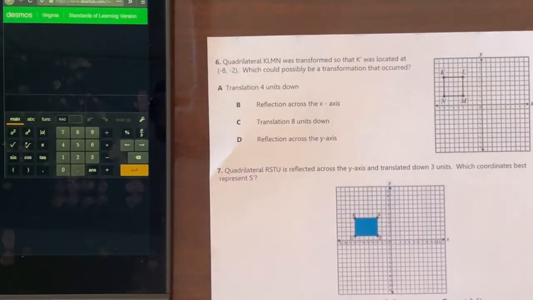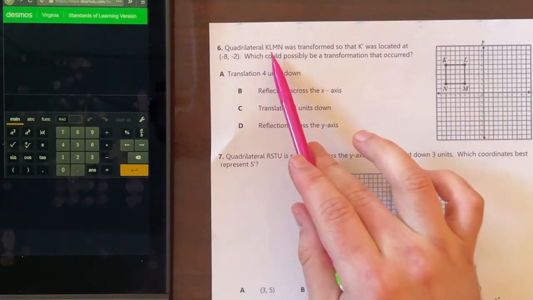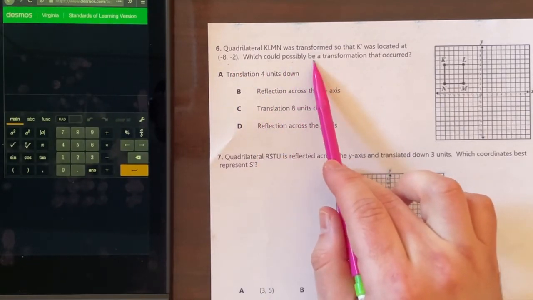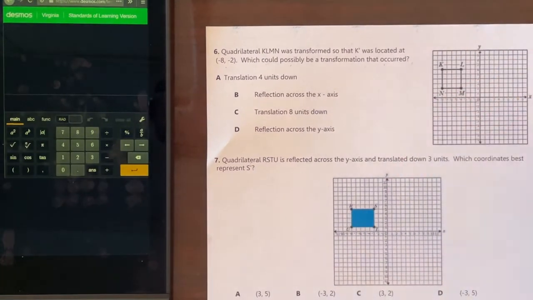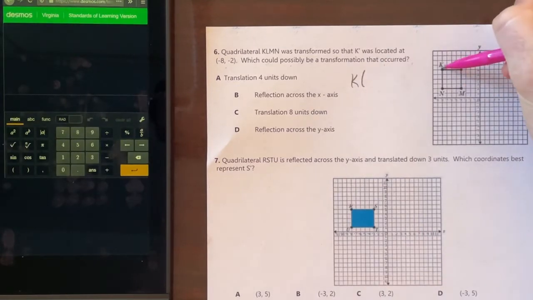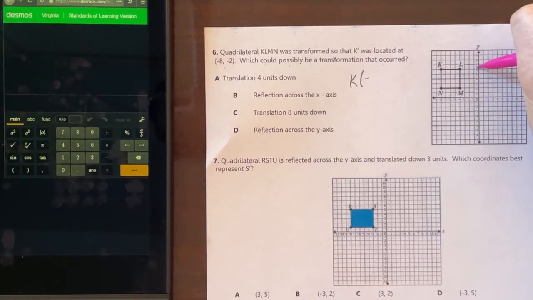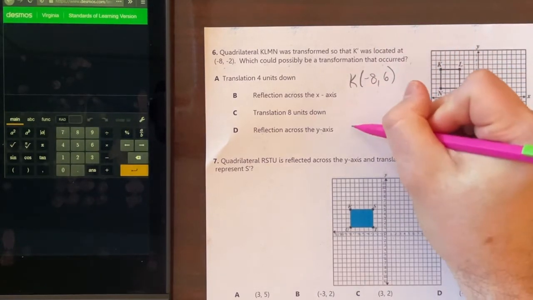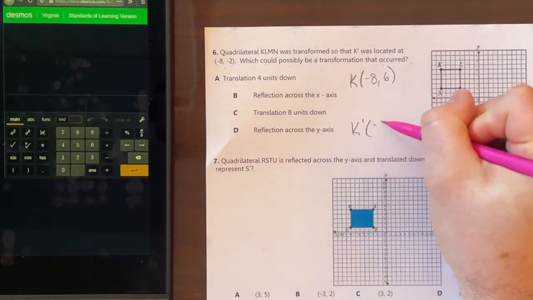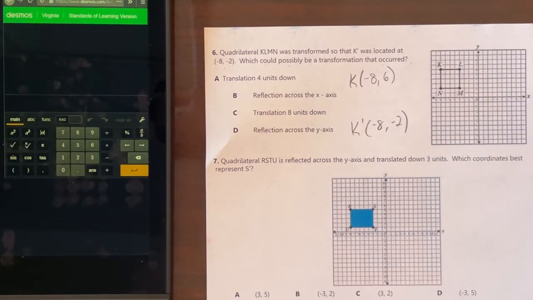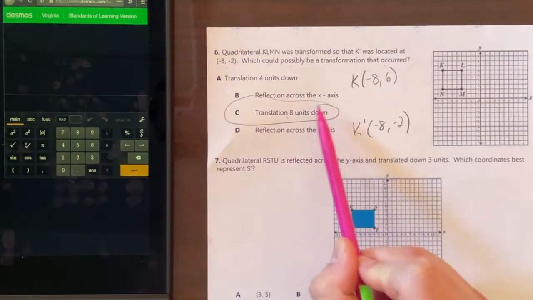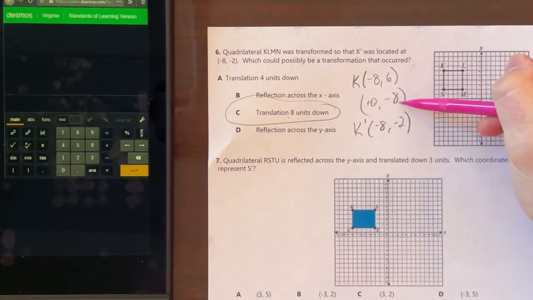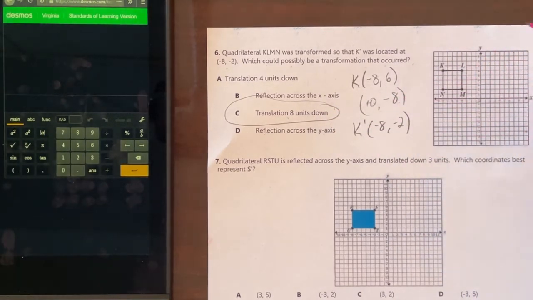Moving on to number 6, it says quadrilateral KLMN was transformed so that K prime was located at (-2, -8), which could possibly be a transformation that could occur. So, all right, K original is (-8, +6), and it's saying K prime is (-8, -2). So we could say it's actually going to be C, since we did -8 plus 0. We did +0 to the x, it stayed the same, and then we did -8 to the y, so it only slid down 8 units.